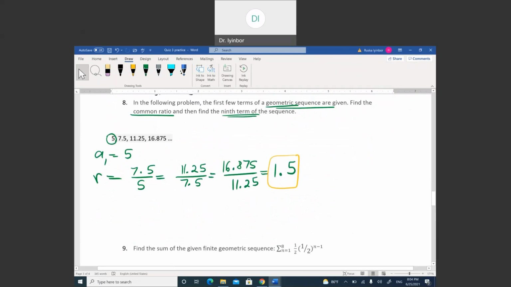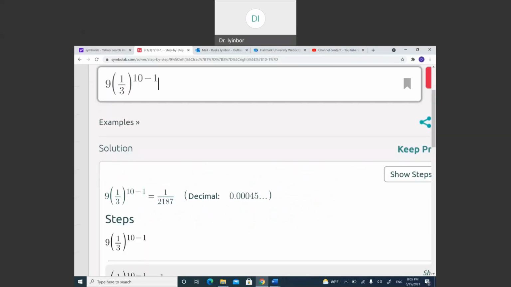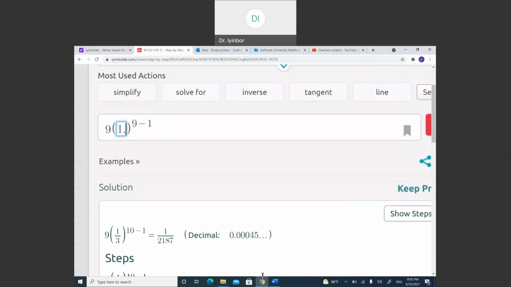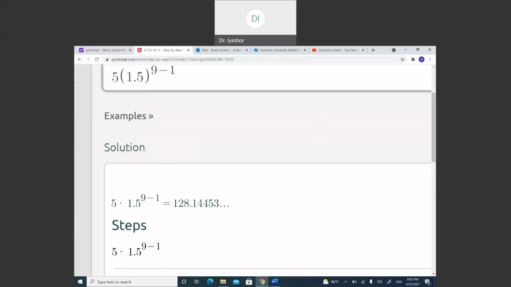So we're going to use the formula for A9. The formula for a geometric sequence is A1, which is 5, times the common ratio with exponent 9 minus 1. So this is what you're going to simplify. And I can use Symbol Up here. So this is 9, this was 1.5, and that was 5. Just plug it in there, and that's going to give you the 9th term.